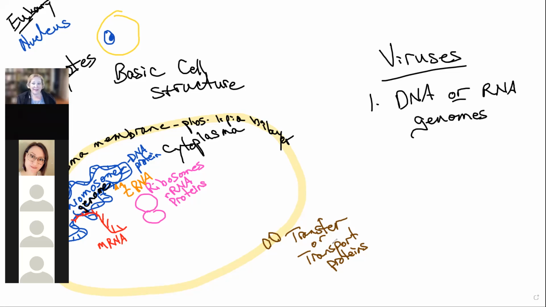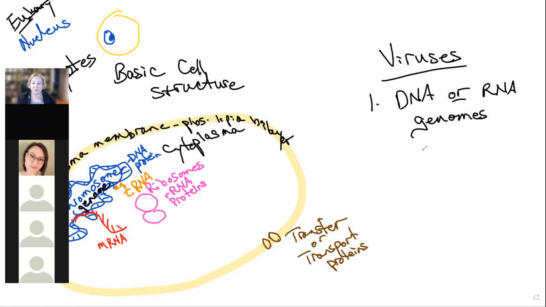Okay. So that's kind of weird because cells have both. They have both and they need both. If we were to take all the tRNAs out, the cell would not be able to make proteins and it would die. Okay? If we took the DNA genome out, it would not be able to make mRNAs, so it would not be able to make proteins, so it would die. Okay? But viruses are weird.